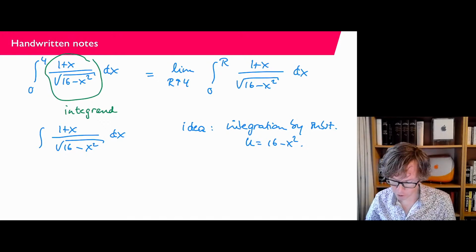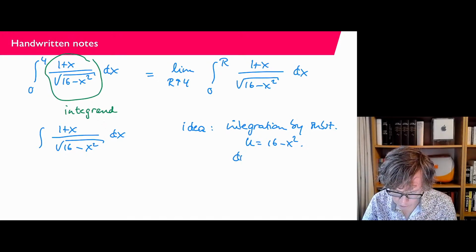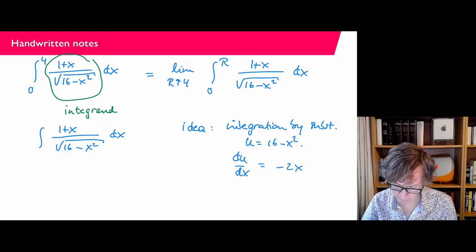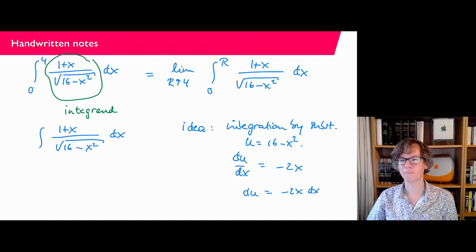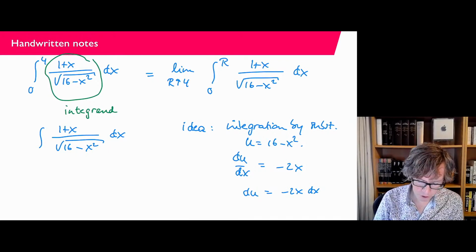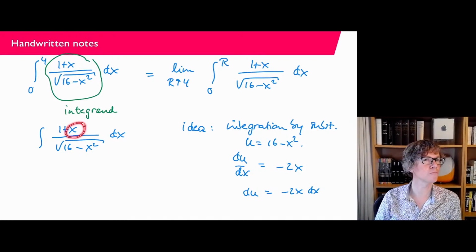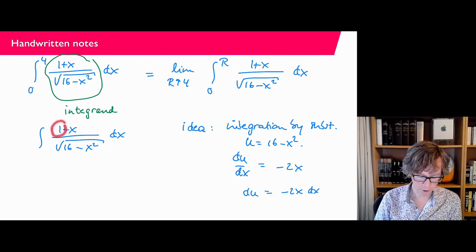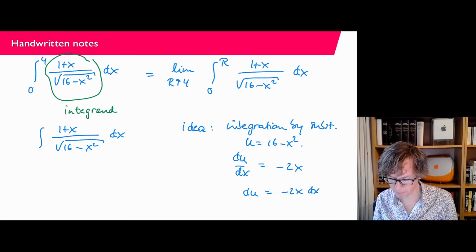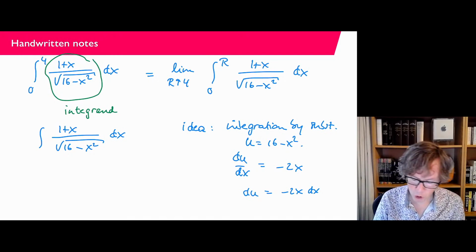If you have this u, then we know that du/dx equals minus 2x. So du equals minus 2x dx. Now, if you look at the integral, I see that there's an x here. This x in the numerator could help me with this substitution. But there is also this 1 here, and that makes this impossible. So what I'm going to do is split the integral.